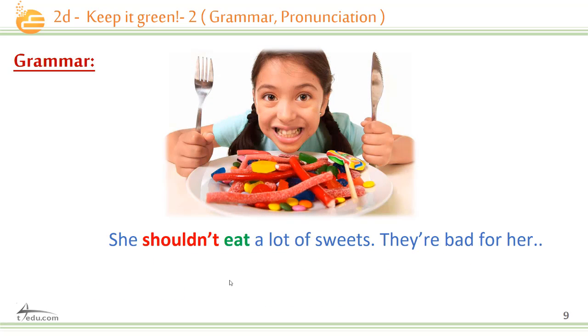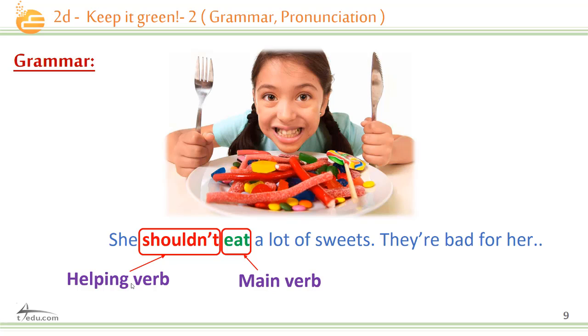Okay. Now, the girl is doing something unhealthy. You see, she has a plate full of sweets. Is this healthy for her? No. So, should she eat a lot of sweets? No. So we say, she shouldn't eat a lot of sweets. They are bad for her. So we have the helping verb, shouldn't, and the main verb, eat. Very good. It's in the base form.